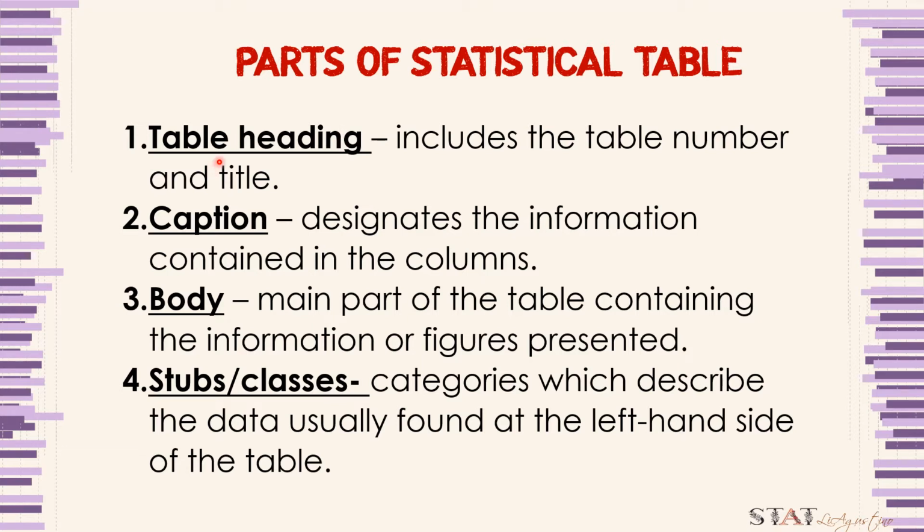We have the table heading. It includes the table number and the title. We also have the caption, which designates the information contained in the columns, as well as the body in each cell. So the main part of the table containing the information are the figures presented. And we have also the stubs and the classes, or the categories, which describe the data, usually found at the left-hand side of the table.